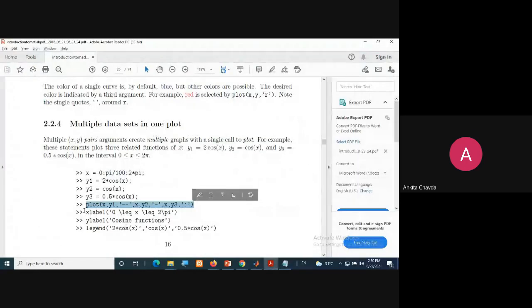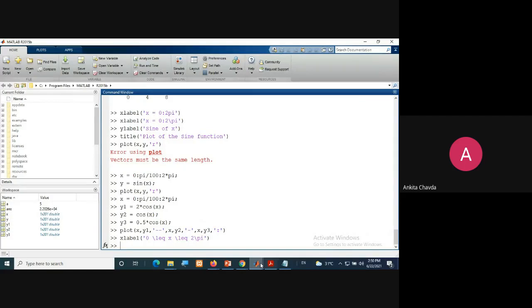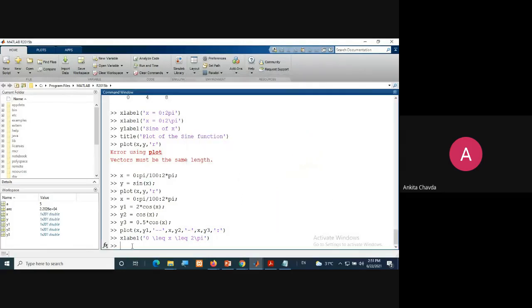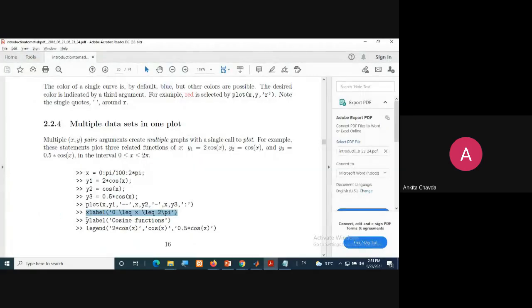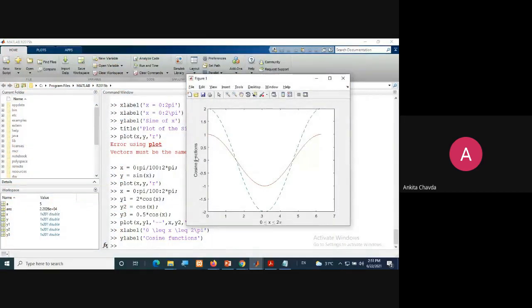When you use this xlabel, it will show you, now I hope you are getting this less than or equals to sign. For that I'm simply writing this \leq, less than or equal to. Same way for the ylabel, we are simply writing cosine functions. So that will be printed. That is this, right? This cosine functions.